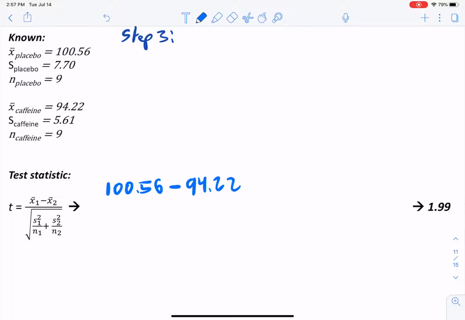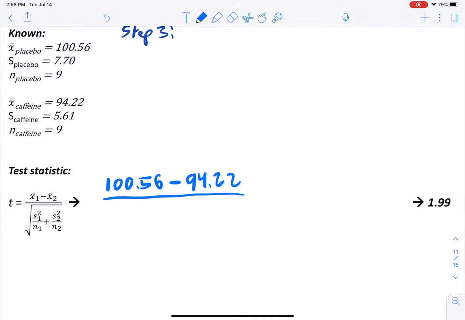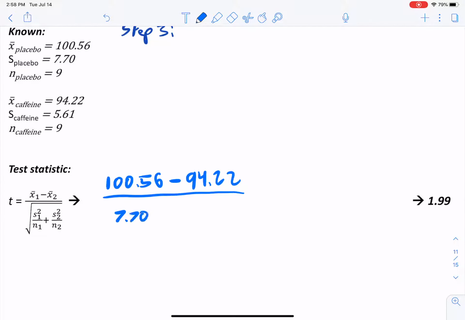And spoiler alert, it's right here. But this is x placebo minus the caffeine group. Gosh, that's going to be annoying. I hate it when it does that. Okay, and then s, the sample standard deviation of the placebo group, is 7.7 squared divided by 9, right? So this is all sample 1 area, and this is going to be sample 2 area. I recommend that you keep it organized like that.